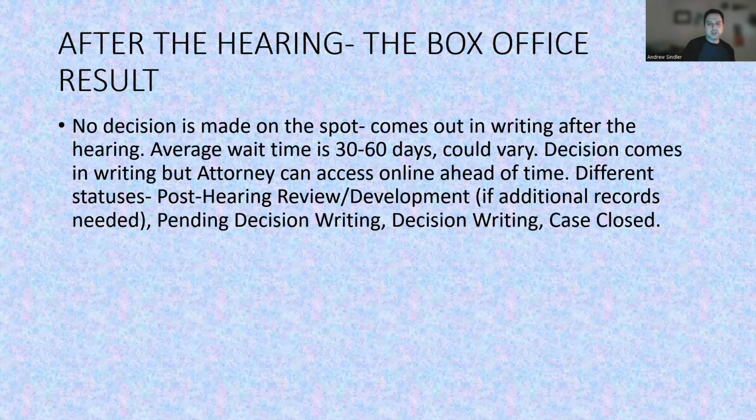Now, even though the decision comes in writing in the mail, and you and your attorney will get a copy, if you have an attorney, the attorney can access it online ahead of time. And while they're waiting for it, they can see the status and the progress of where the claim is in terms of the decision process. So the 4 stages it goes through, or up to 4 stages, I should say, are either post-hearing review after the hearing. If the record's closed, they're reviewing it to make the decision. If it says post-hearing development, again, that means something more needs to be done.